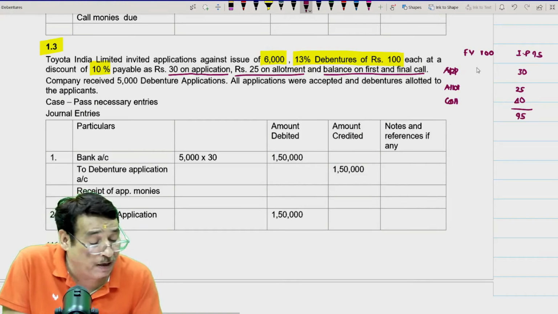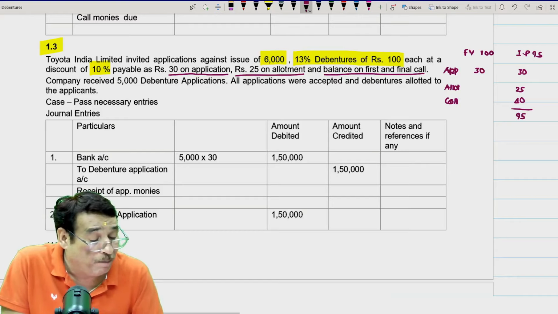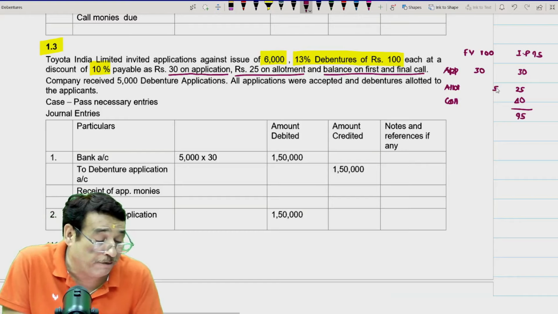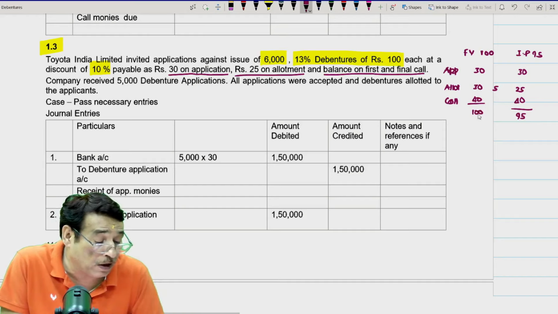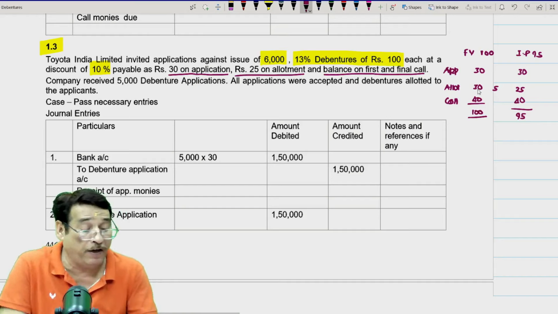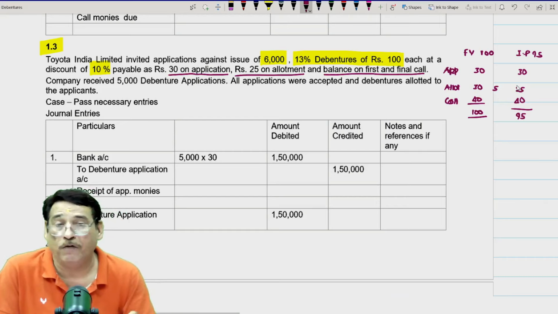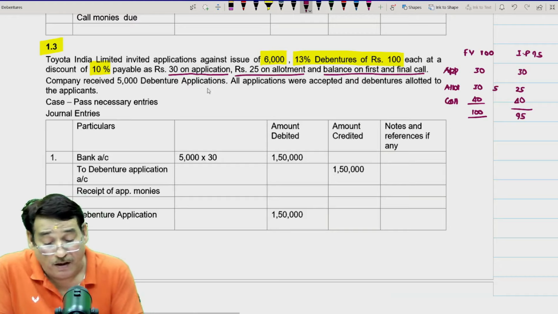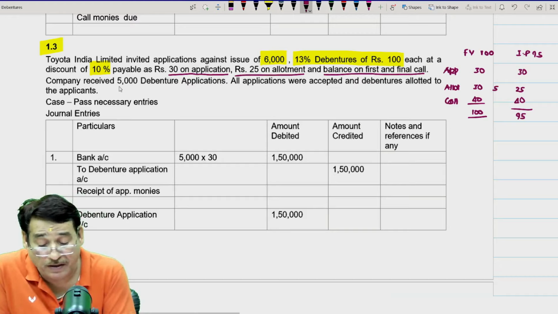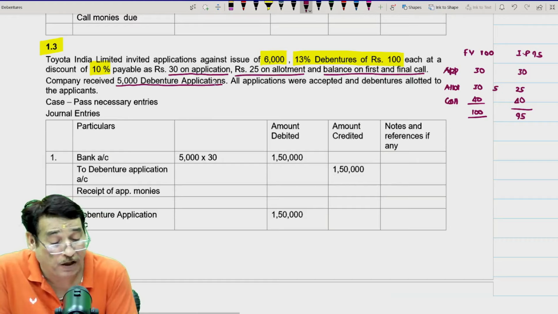So my application money will be 30. Discount is 5. So allotment money must be equal to 30 minus 5. So remaining amount is equal to 40. Is it clear to you? First of all, you need to find out that 30 minus 5 is equal to 25 because discount is always on allotment. Further, the question says that the company received only 5,000 debenture applications.